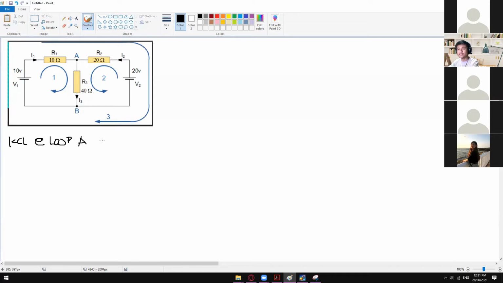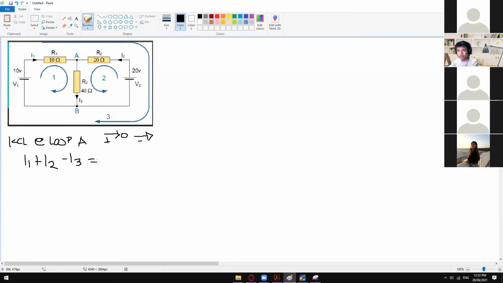So again, if it's entering a node, that's positive. But if it's leaving a node, then that's already negative. That's the signage that you have to follow when forming an equation for KCL. So KCL at node A, as you can see, we have I1 entering and I2 entering, so I1 is positive and I2 is also positive. But this one is leaving node A, so that's the reason why we put negative I3.